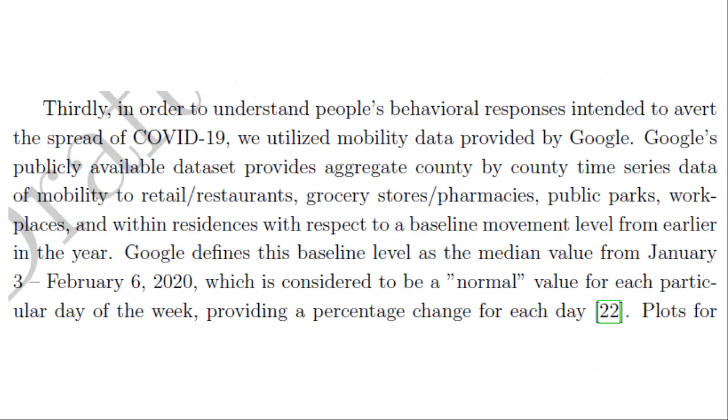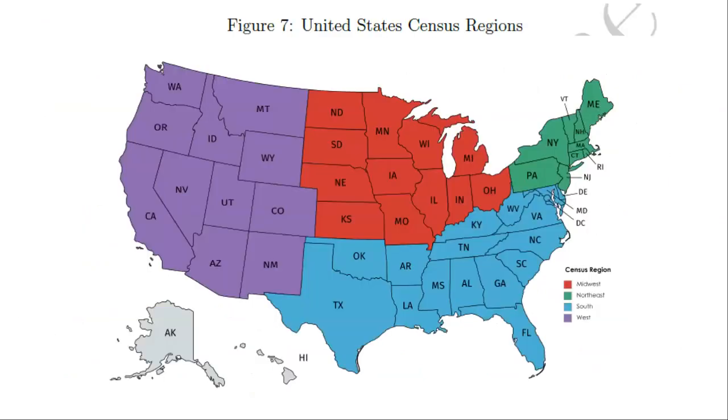Was there a question? Okay. So here is the United States broken into 4 census regions. You have the Northeast, the South, the Midwest, and the West. Anybody have any concerns about this map?